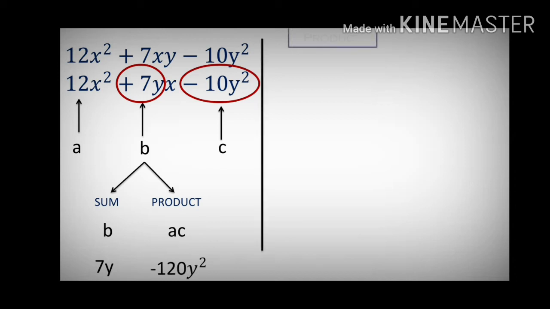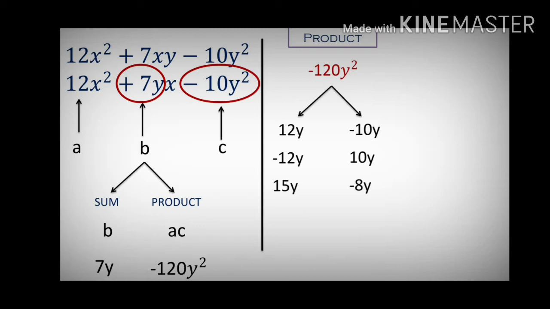So our product is minus 120y squared. How to get minus 120? The same thing, we'll be using our multiplication table. 12 into minus 10, or minus 12 into 10, 15 into minus 8, minus 15 into 8, or even 20 into minus 6, or minus 20 into 6. Anyways, we are going to get minus 120. But here it is y squared. So we can see here y into y squared. So whenever we multiply these pairs, we will be getting minus 120y squared.